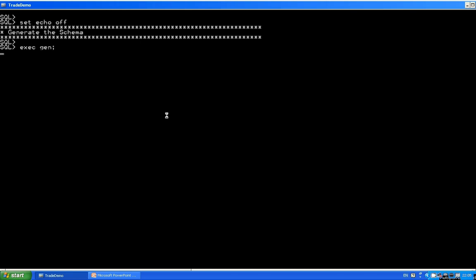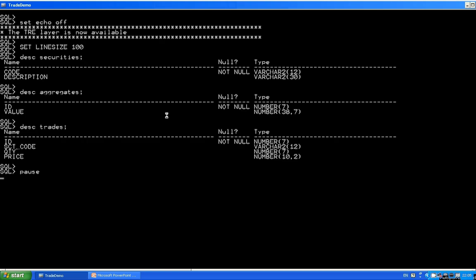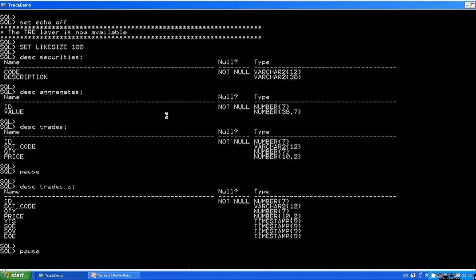The first thing that we do is we get TRE to generate a temporal version of the current view design that we have. Once we've generated the temporal schema, we have a view for every table in that schema. So for example, we have a securities view, an aggregates view and a trades view. They are showing the same rows that the original current view design had. Additionally, for every view we get an underscore Z view. I'm showing the trades underscore Z view here.